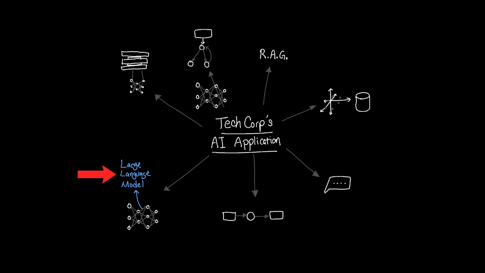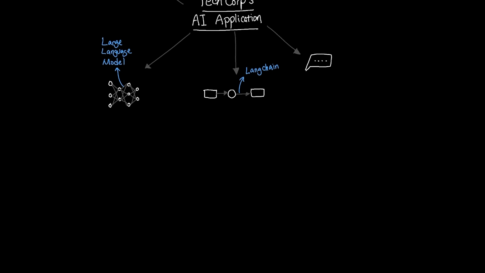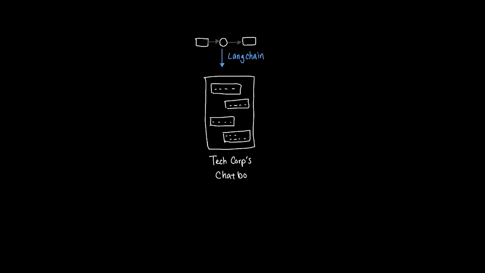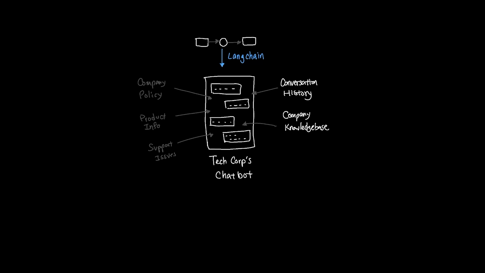Now that we understand how LLMs and embeddings work, we will need a system that ties everything together. In our case, TechCorp needs a chatbot where customers can ask questions about the company policy, product information, and support issues. The chatbot needs to remember conversation history, access the company knowledge base, and handle complex multi-step interactions.